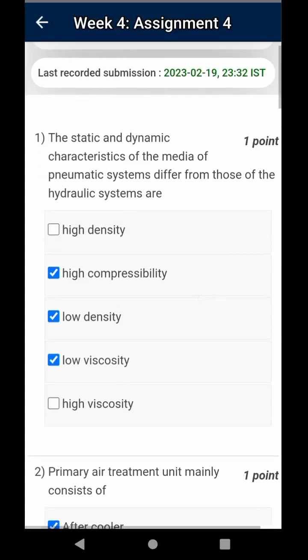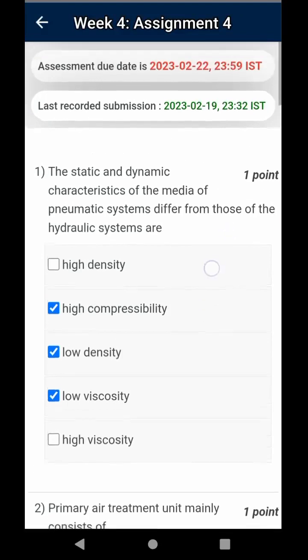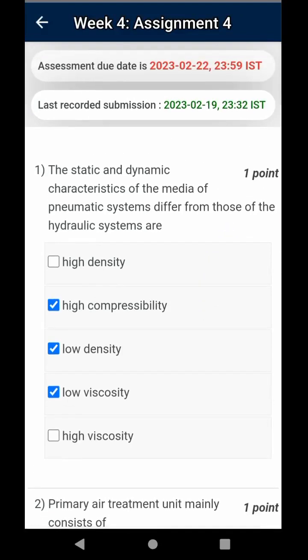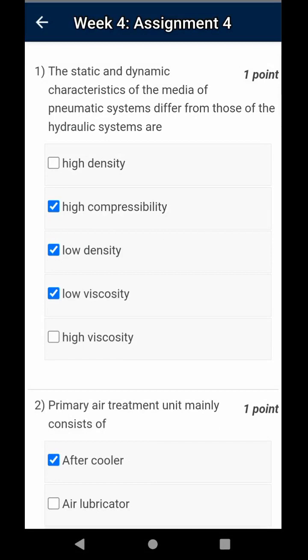As of now we covered week 1, week 2, week 3 NPTEL assignment questions and answers. So today we are going to see the week 4 assignment answers. The assignment due date is 22/2/2023, tomorrow. So before that, kindly do your submission. Okay, so let me see the first question.